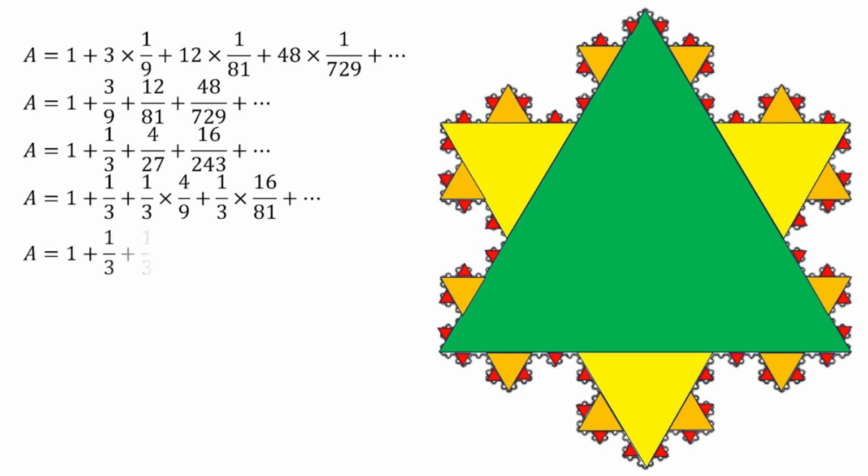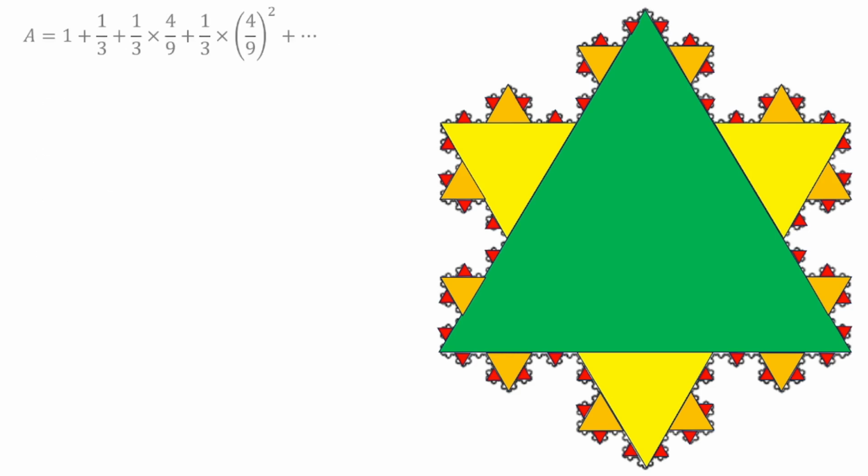We notice that we have a common factor of 1/3 in each of them, but that 4/9 and that 16/81 is a power of 4/9. If we go further and we compare that to a plus ar plus ar squared, we can easily identify that a, our first term, is 1/3, and r, our common ratio, is 4/9, and we can use the formula to find the sum of an infinite geometric progression, S equals a over 1 minus r.